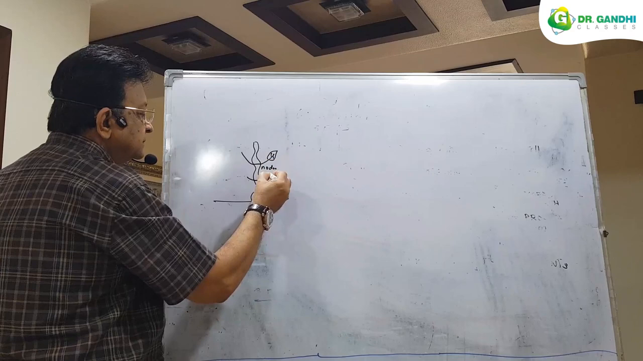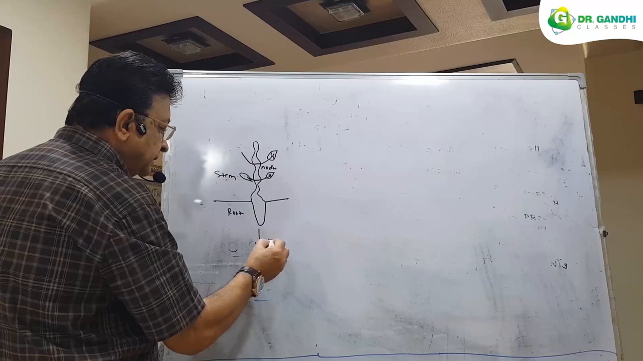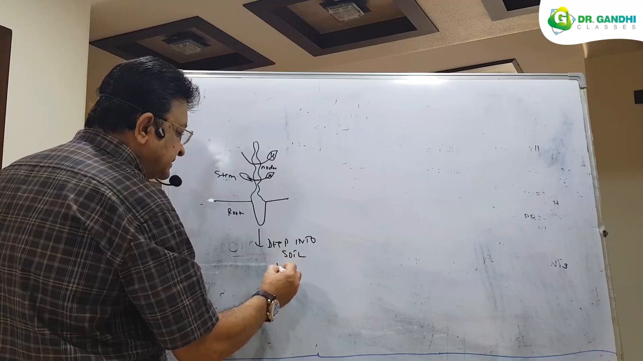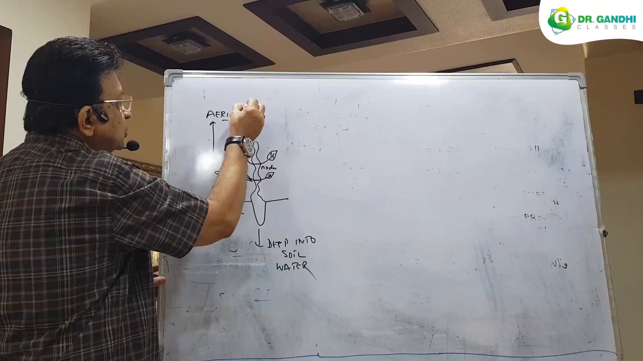This then is the stem. This then is the root. Now, what is the function of the root? To go deep into soil. Its basic requirement is in search of water. The stem has to become aerial. Why has the stem to become aerial?